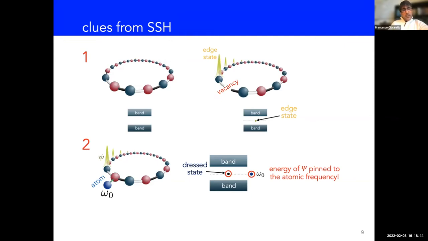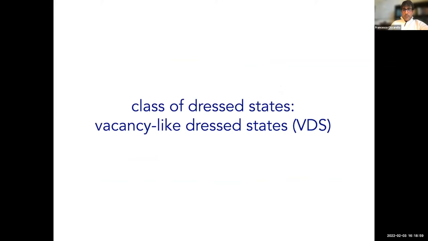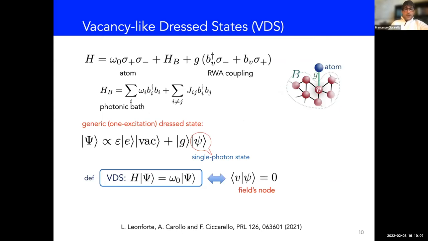What we realized is that this topological dressed state belongs to a general class of atom-photon dressed states, and not necessarily do we have topological systems in there, and we baptized this class of dressed states vacancy-like dressed states, and you'll see why in a second. In order to characterize this class, you can consider a rather general Hamiltonian model for your photonic bath, not necessarily translationally invariant. The only condition is that you have a single-photon coupling. And the definition is quite simple.